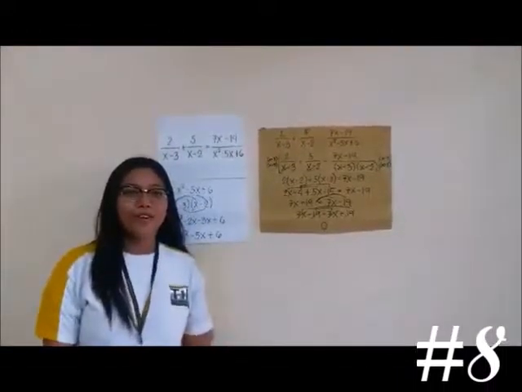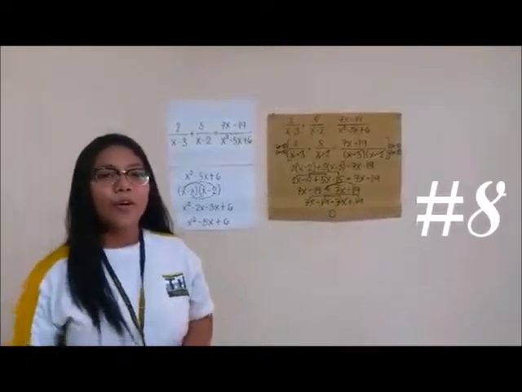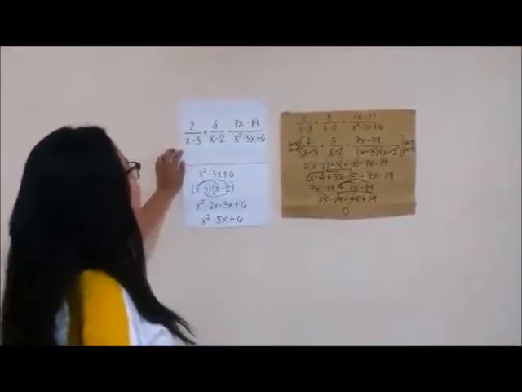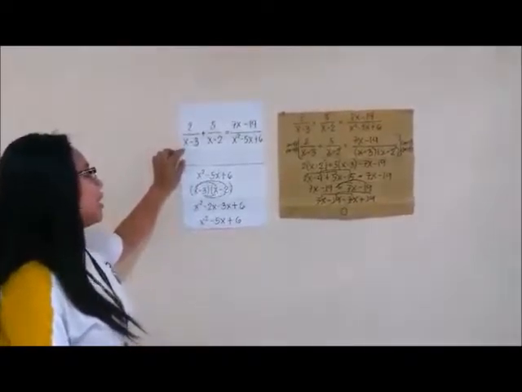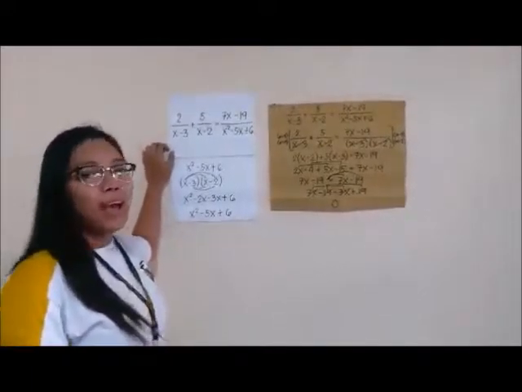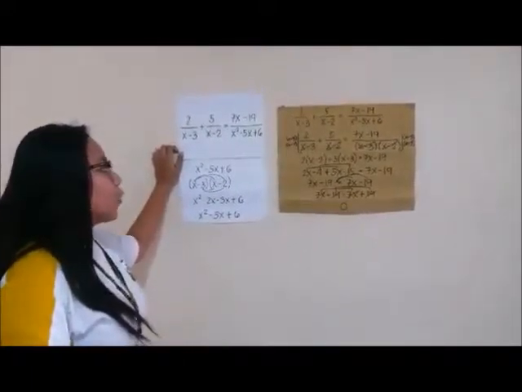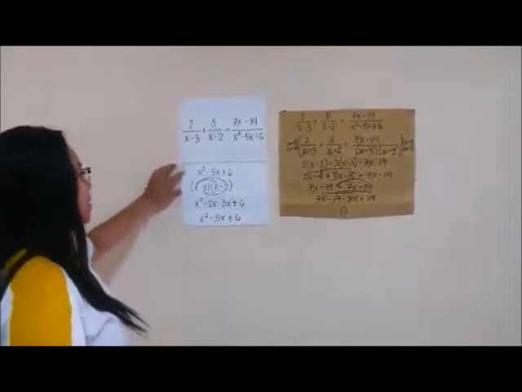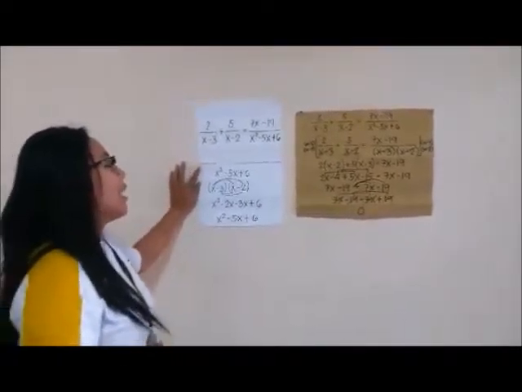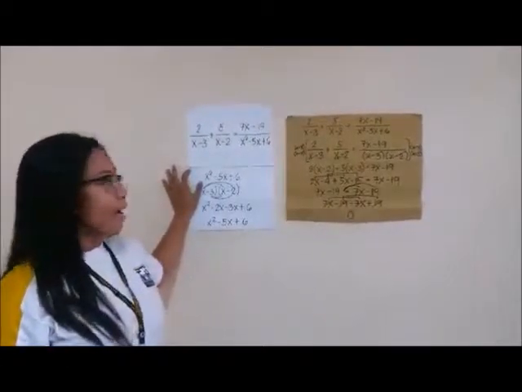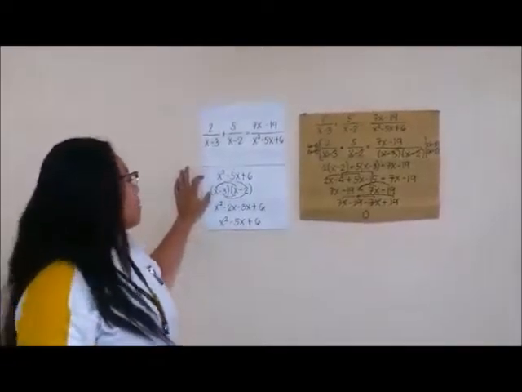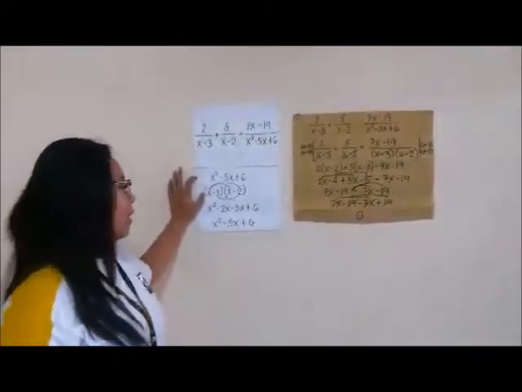Good day everyone, I am Leslie Panayo o Arancel and I am here to discuss this equation, which is 2 over x minus 3 plus 5 over x minus 2 equals 7x minus 19 over x squared minus 5x plus 6. First, I factor out the denominator, which is x squared minus 5x plus 6. And I got the quantity x minus 3 and the quantity x minus 2.